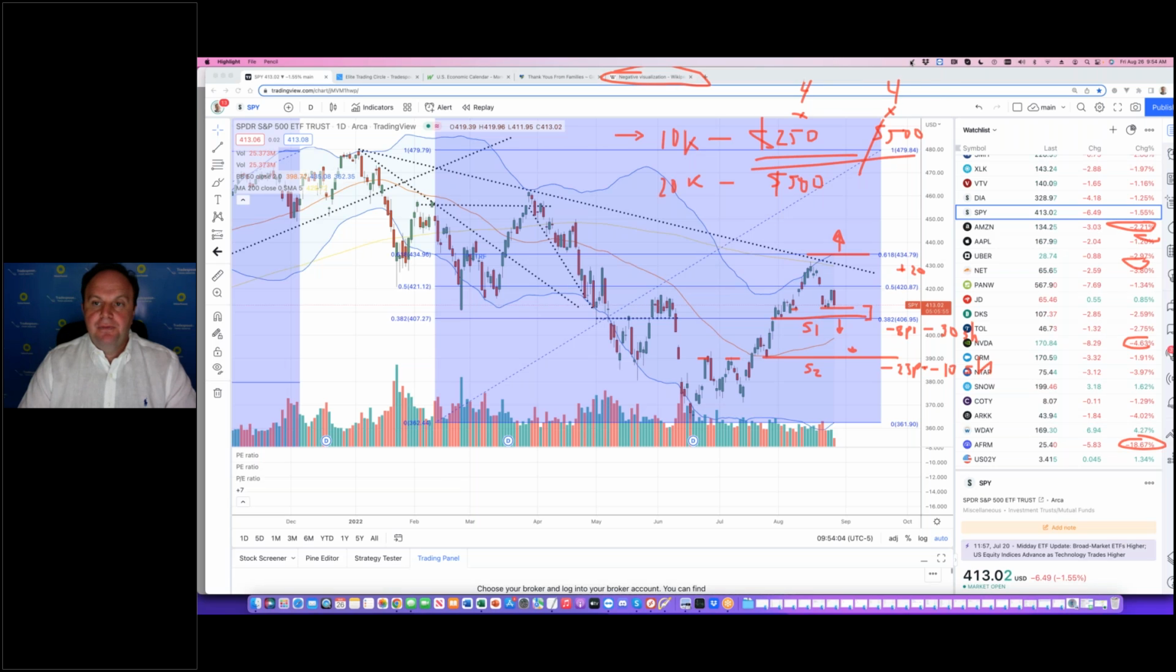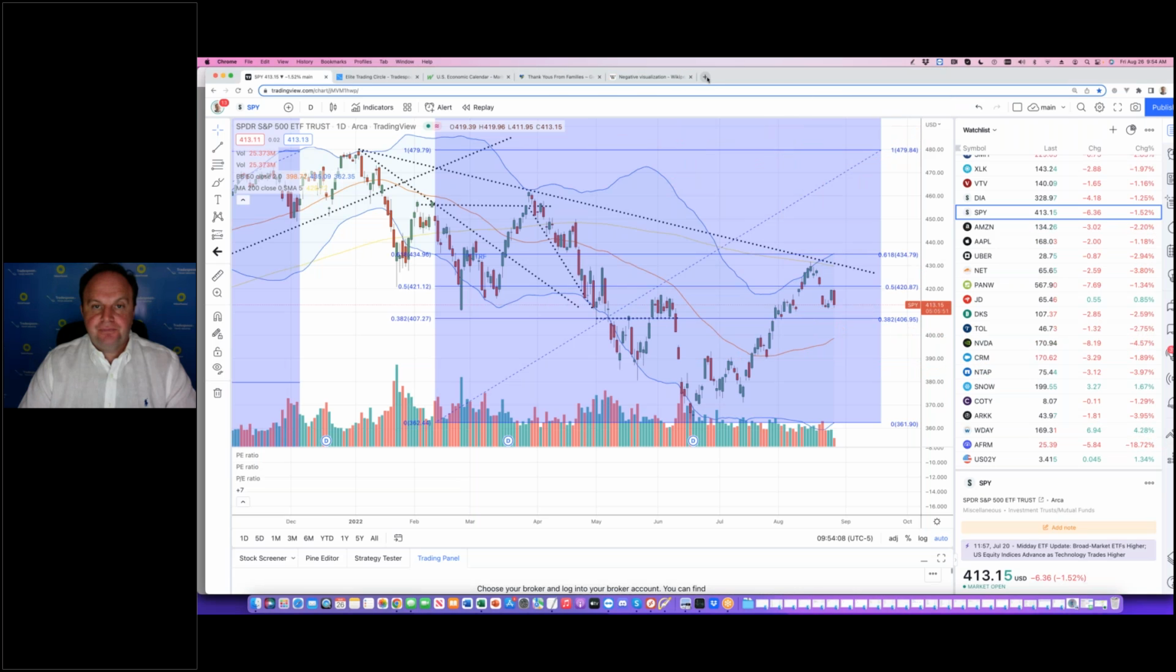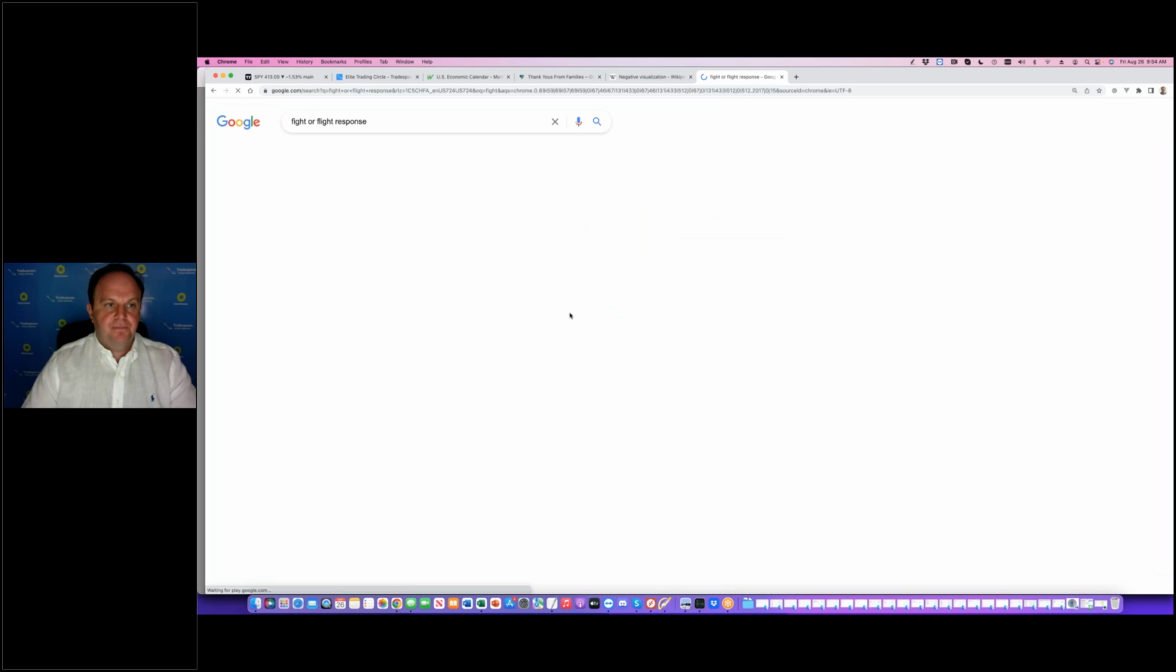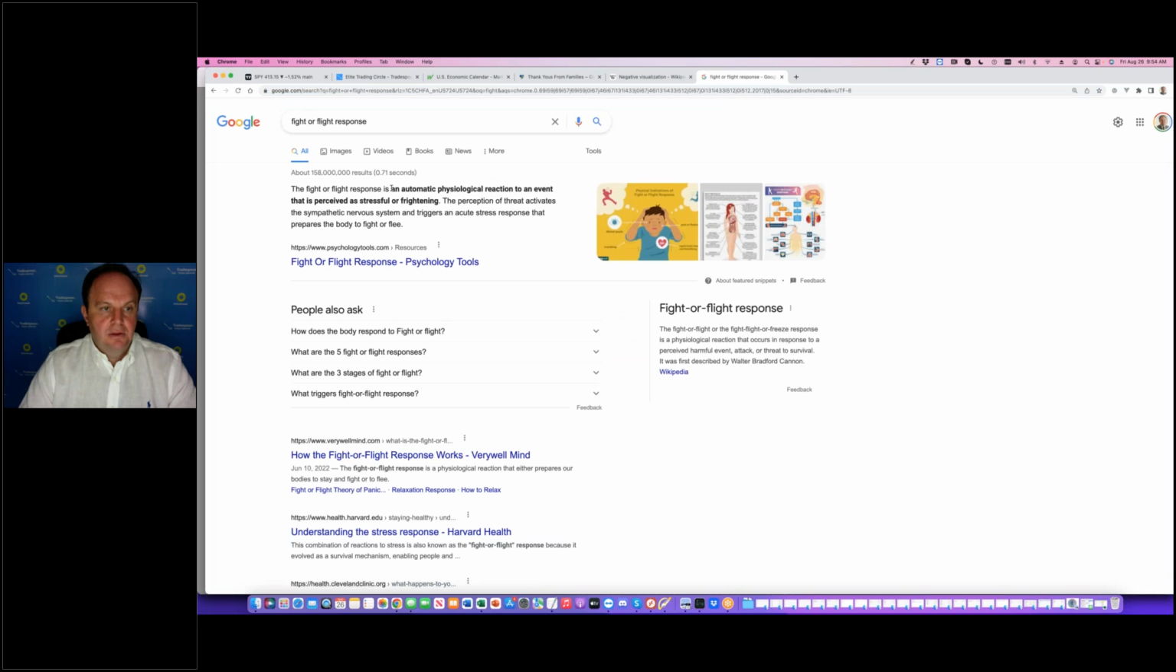And that's very difficult to do because of the fight or flight response, right? An automatic physiological reaction to an event that is perceived as stressful or frightening, right? What is trading all about? Especially, it seems like we are still trading in the bear market. You can argue whether we are or not. It is to avoid this physiological response, right?